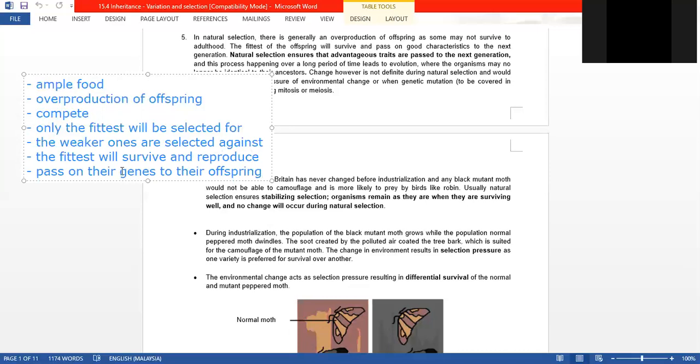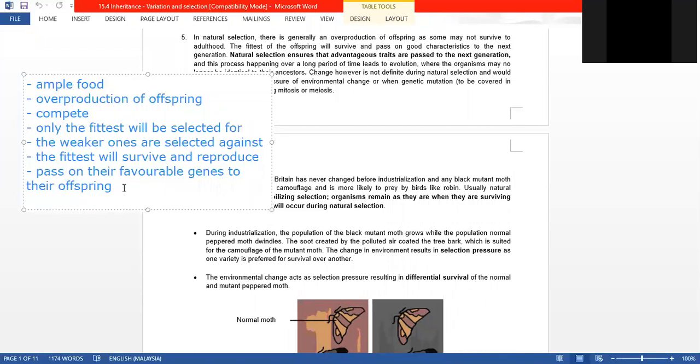So pass on what type of gene? Pass on the favorable gene. So if say the fittest have very strong bones and very strong muscles, when they reproduce, they will also pass on the strong bones and strong muscles to the babies. Okay, so the babies will also grow to become stronger. The weak ones, if they manage to reproduce, will pass on the weak genes to their offspring, so their offspring will also be weak. But in this case, they probably will not be able to pass on the genes because they themselves can't even survive. So they don't have the chance to mate. They don't have the chance to pass on the genes.